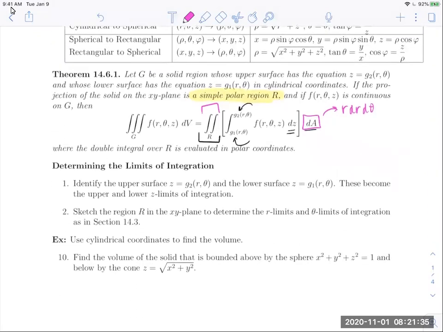So how are we going to go about finding these limits of integration? First, that inner integral is just using the upper surface g2 as the upper limit of integration and the lower surface g1 as the lower limit of integration. And then as I stated here for step 2, you want to sketch your simple polar region in the XY plane in 2 dimensions, and then figure out what your r values are ranging from and what your theta values are ranging from. So let's roll into an example.